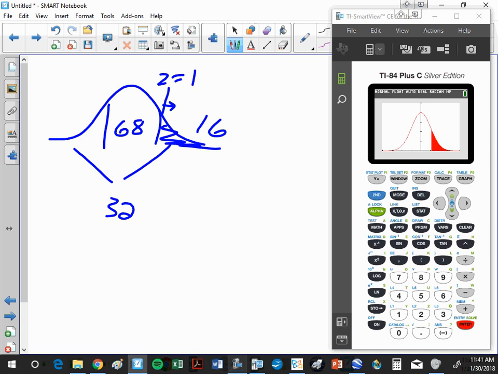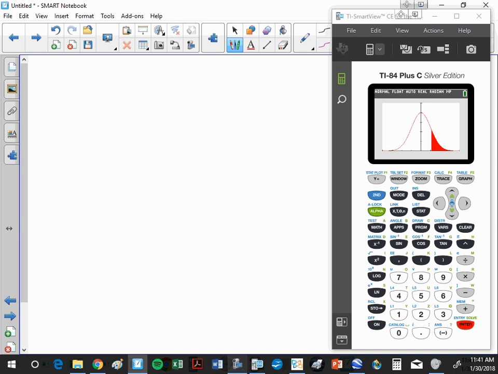You can always use the table, but the table just takes more work sometimes. Sometimes it saves time, but most of the time shade norm is faster. So 16, we're just choosing one of the two outputs.